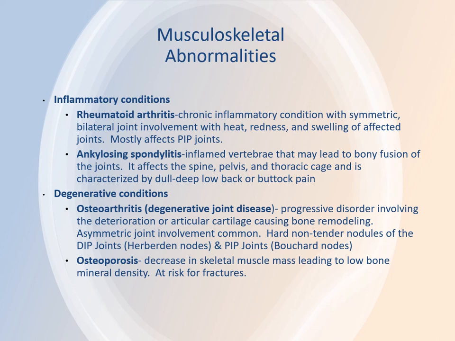Degenerative conditions include osteoarthritis or degenerative joint disease and osteoporosis. Osteoarthritis is a progressive disorder involving the deterioration of cartilage causing bone remodeling. Asymmetric joints are usually involved. It produces hard, non-tender nodules of the DIP joints, or Heberden nodes, and PIP joints, Bouchard nodes. Make sure you familiarize yourself with the location of these joints. Osteoporosis is a decrease in skeletal muscle mass leading to low bone mineral density, causing a higher risk for fractures.